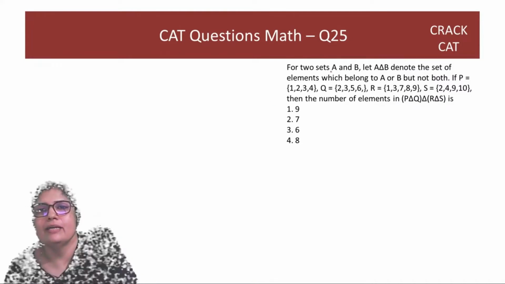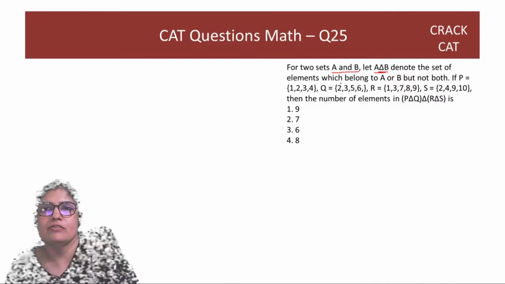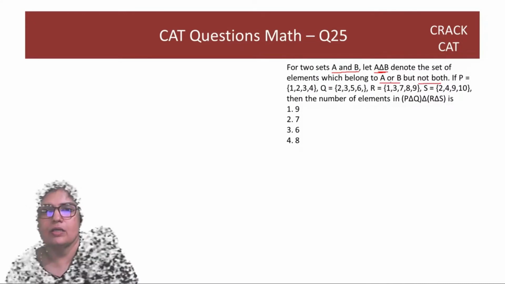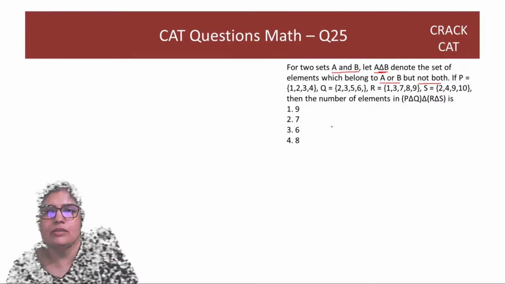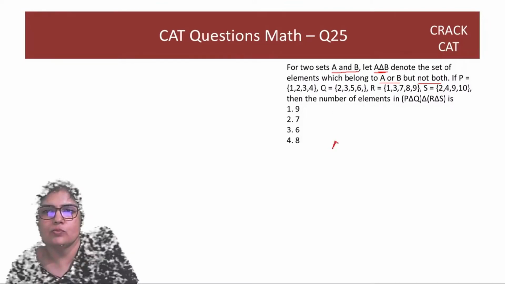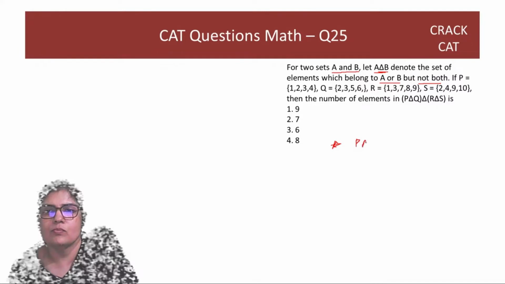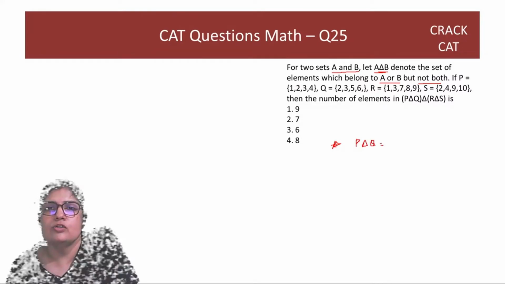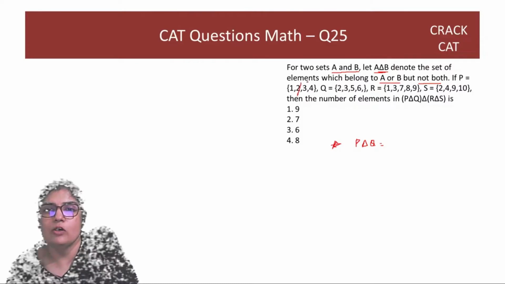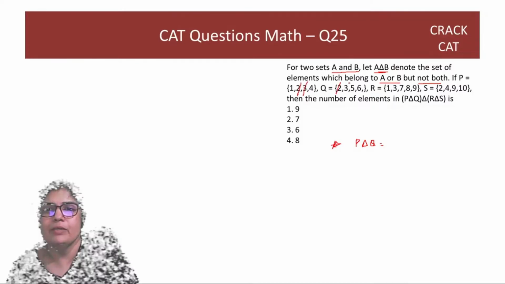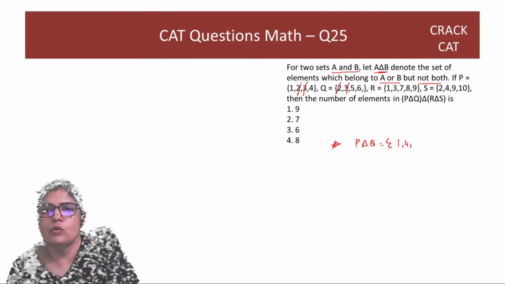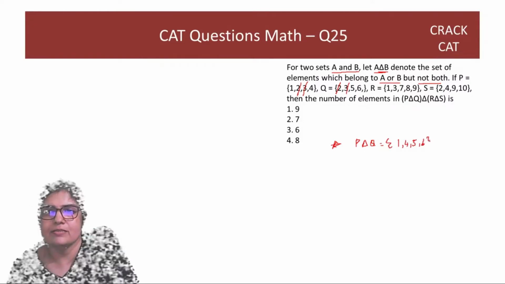For two sets A and B, let A triangle B denote the set of elements which belong to A or B, but not both. So if P and Q are all this, then P triangle Q is the elements that belong to one of them, but not both. So I'll just eliminate what is common and I'll get this as 1, 4, 5, 6.